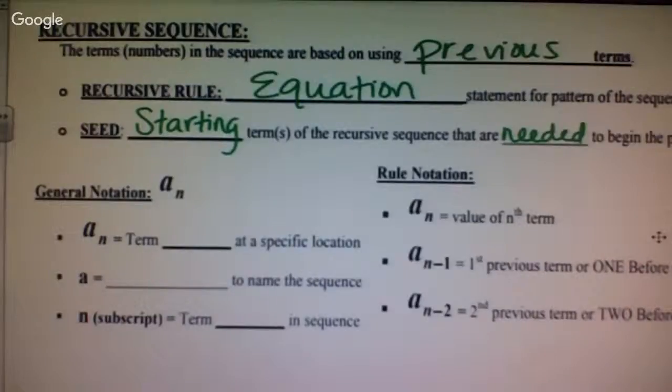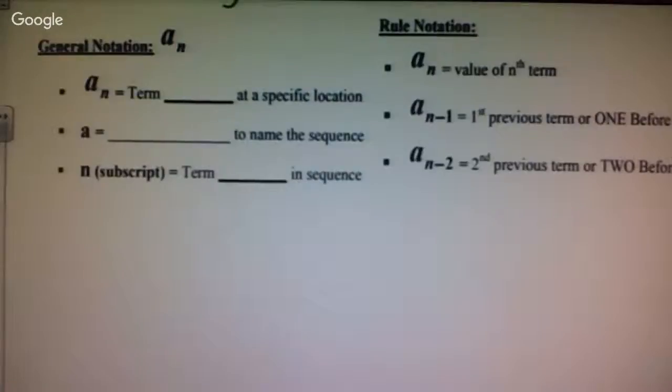Okay, so what everybody gets messed up with is everything we're about to talk about next. I'm going to try to break this down as best as I can. So let's make up a sequence.